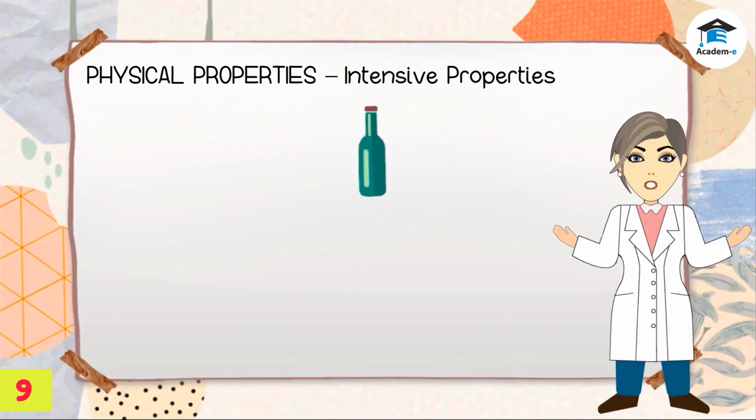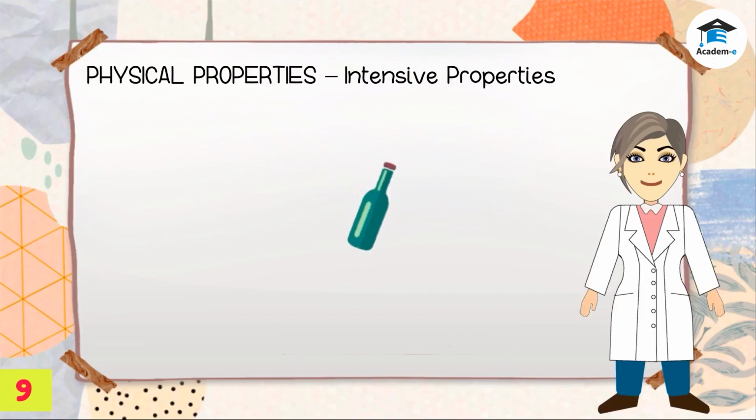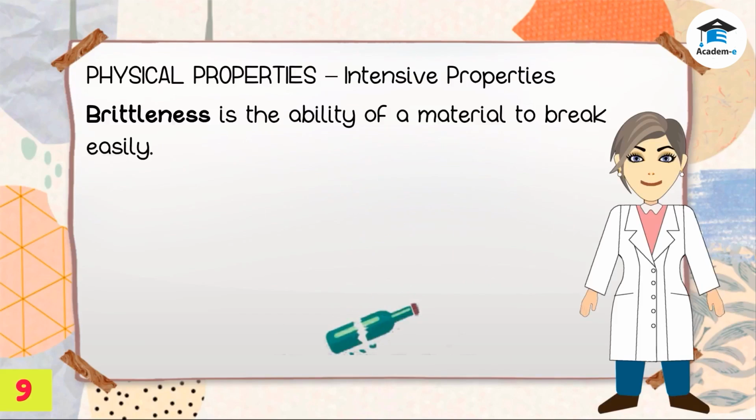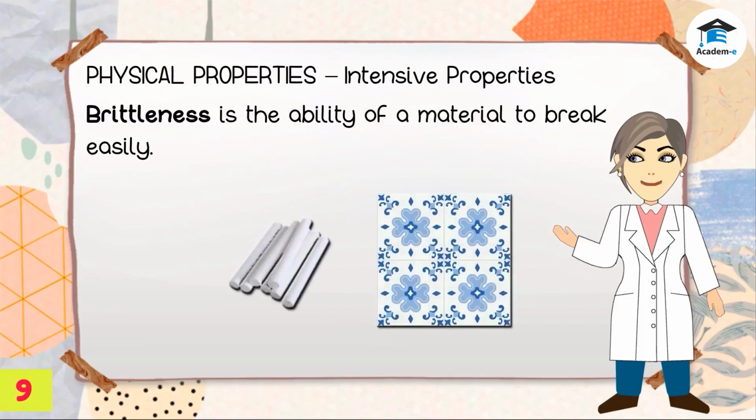What could happen when you drop a glass bottle onto the floor? What is it about glass that could cause this outcome? Glass is among the materials with the special property of brittleness, or the ability to break easily. Materials that break easily are called brittle. Chalk and ceramics are two other materials that exhibit brittleness.